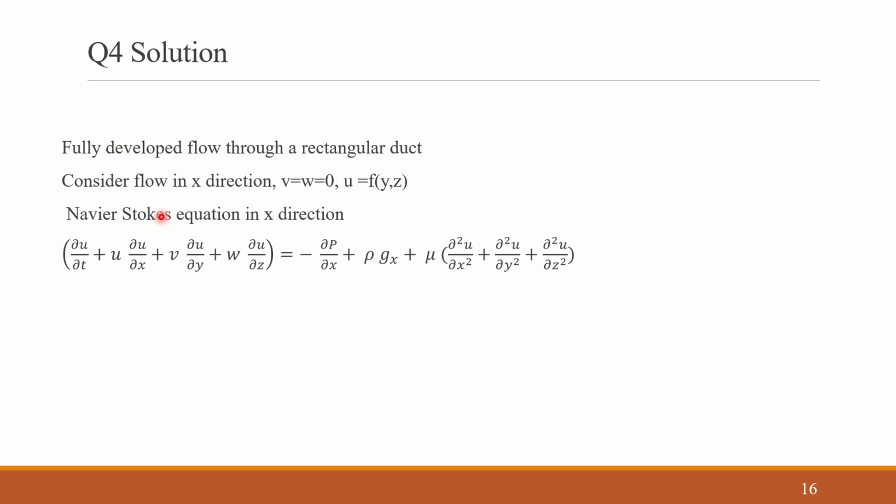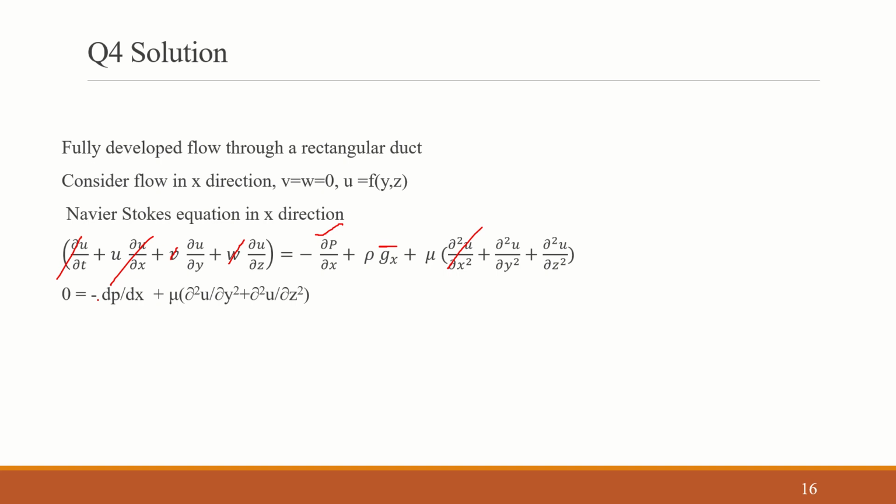So it is a fully developed flow through a rectangular duct and we are considering the flow in the x direction. So u is a function of y and z, steady state, and the v and w components become 0. This becomes 0, v becomes 0, w becomes 0. And coming back, u is a function of y and z, so the variation of u with x is 0 and we are left with this one. This body force we are not considering for now, and this again becomes 0.